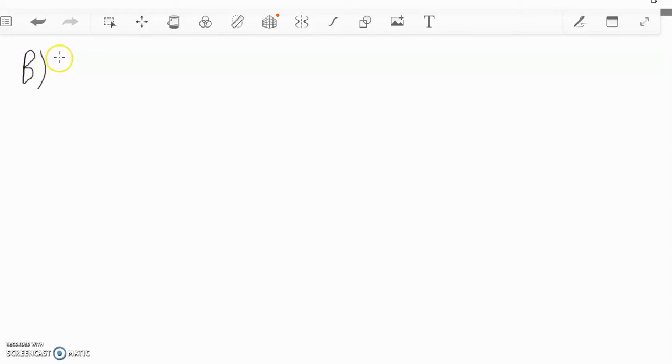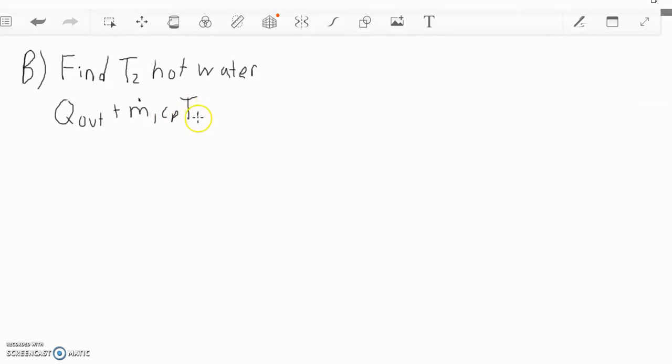So in the second part of this, what we're trying to find is the exit temperature of the hot water. We know it enters at 100 degrees Celsius, loses heat to the cold water, and we don't know what temperature it leaves at. So we're going to set up a balance equation here, similar to the last one, except this time it's for the hot water. So we have Q out, or the heat that's leaving the system, plus the mass flow rate, specific heat and temperature at state 1, equal to the mass flow rate, specific heat and temperature at state 2, plus Q in. We know that that's 0 though, so we can just ignore that.